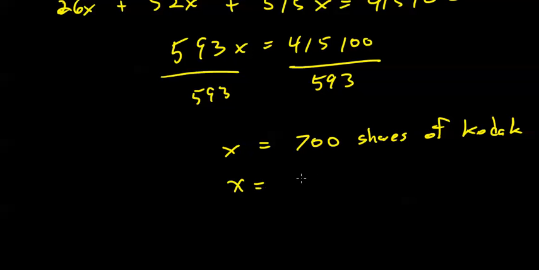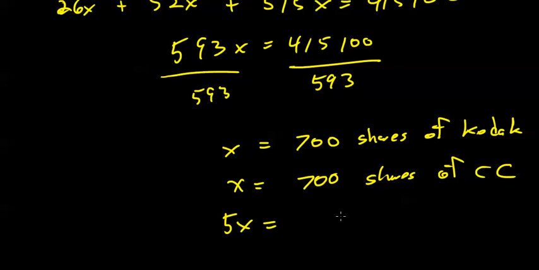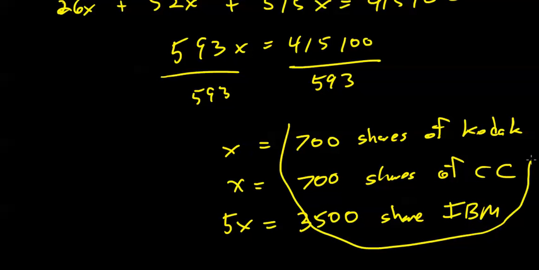Remember, there were the same number of shares of the Coca-Cola stock. And then, of course, 5x is the number of shares of the IBM stock, and that I can do in my head, is 3,500 shares of IBM. So there is your final answer, boxed real nice and simplified real nice. Okay?